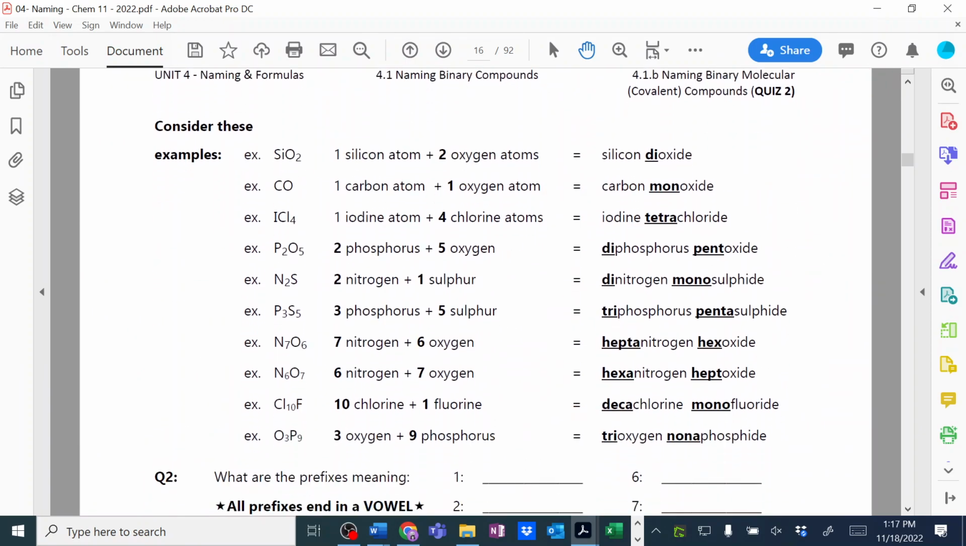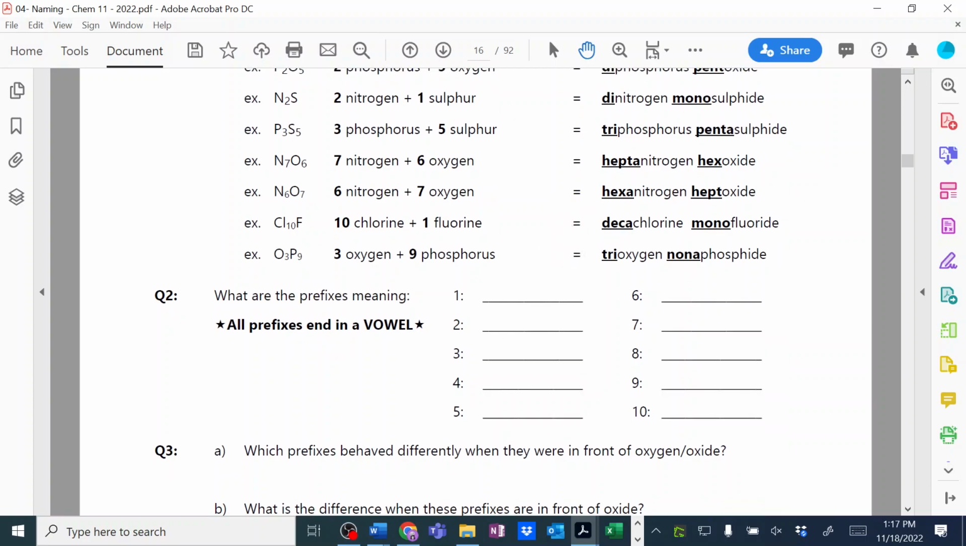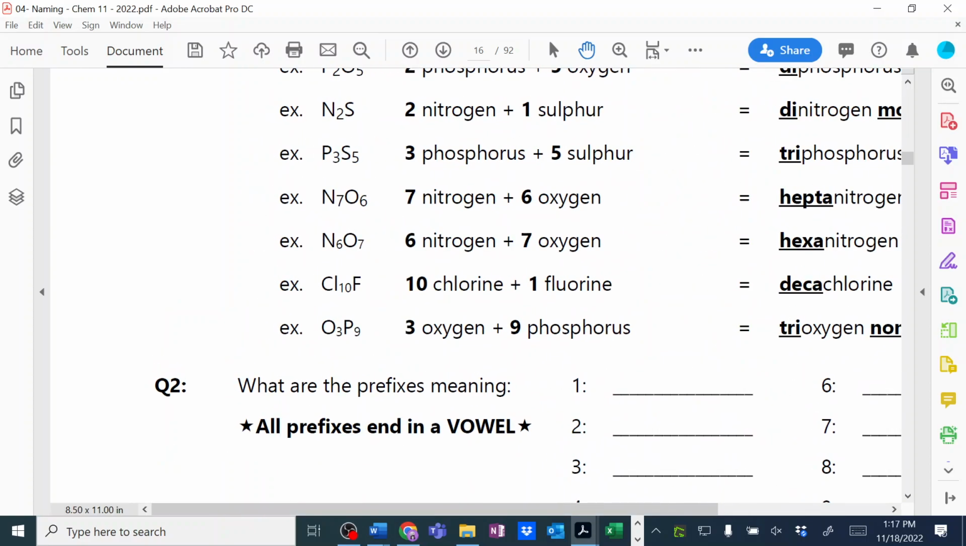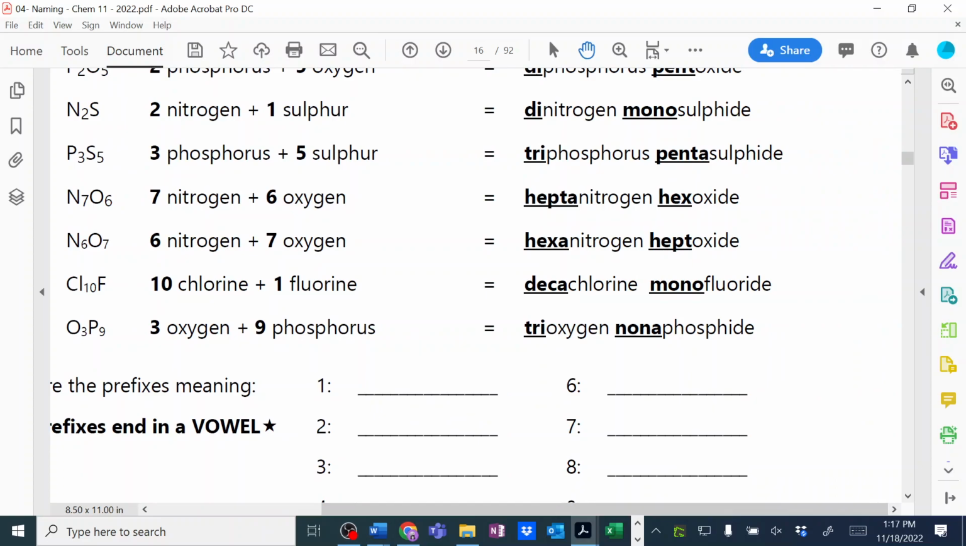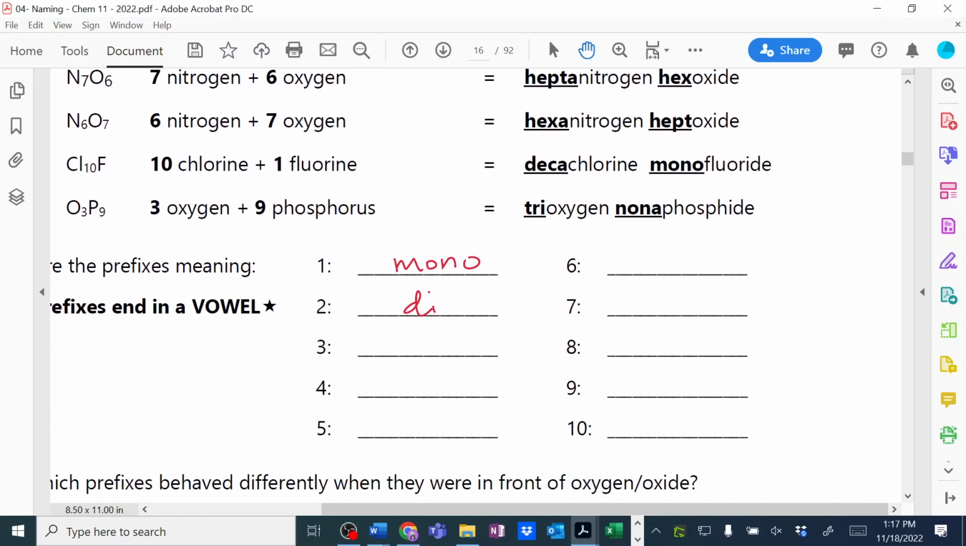So on this page here, we have a question. What are the prefixes meaning one? What's the prefix meaning one? Mono. 2, di. 3, tri. 4, tetra. Okay, so usually I'm going to put a star beside the ones that people usually have problems with, like mono, di, tri, usually are good. People often have problems with tetra.